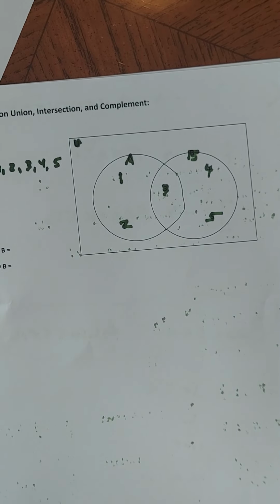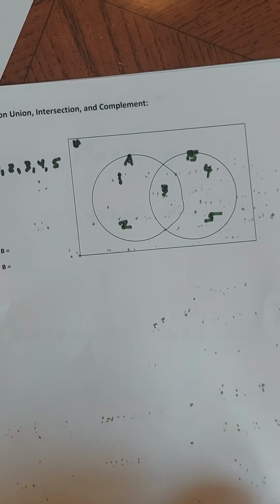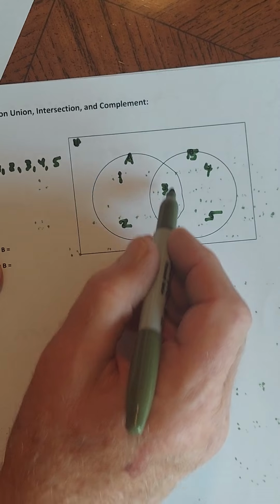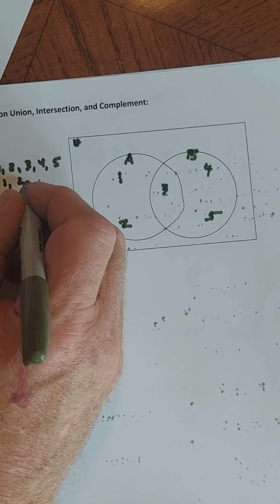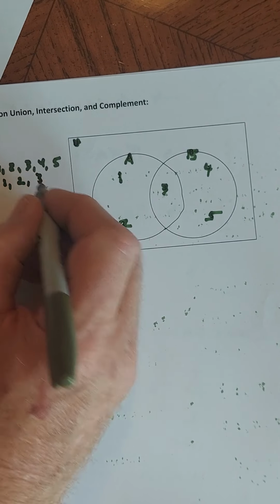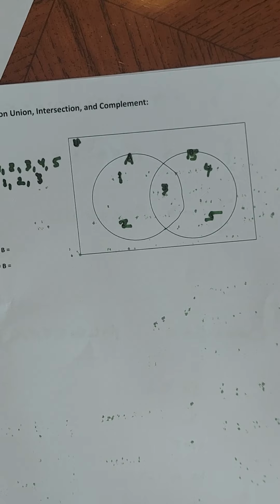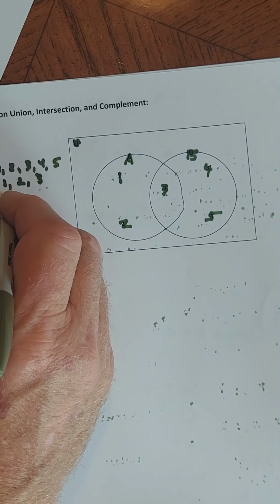I'm going to try to keep it simple. I'm not going to put the braces. Gets a little cluttered. This will help out. The set of elements for A, I see 1, 2, and 3. So what I'm doing on this one, I'm giving you the Venn diagram. You've got to figure out the sets. Set B, 3, 4, 5.